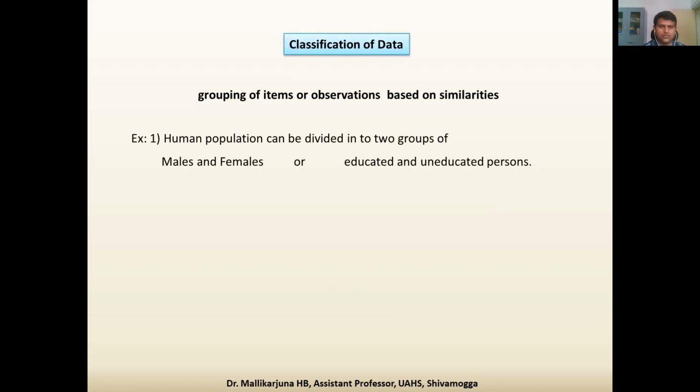This is classification only. Plants can be arranged according to their different heights. So 10 centimeter plants, how many, 20 centimeter plants, how many, or we can give the range also. So we can make the groupings of those things.